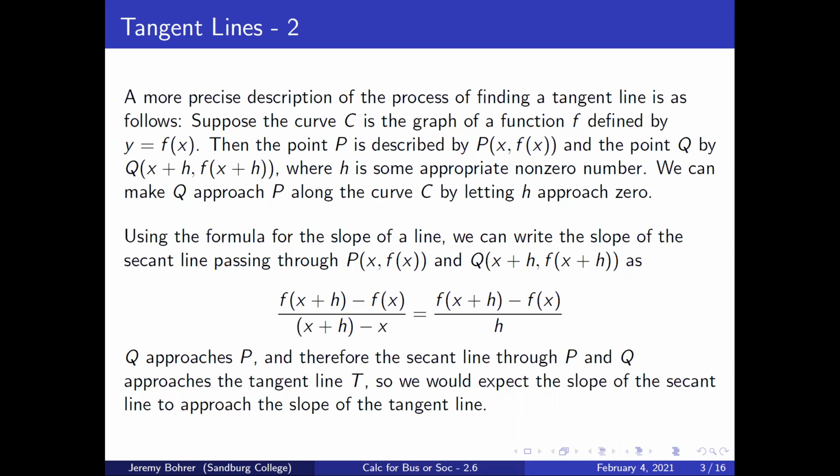Using the formula for the slope of a line, we can write the slope of the secant line passing through P(x, f(x)) and Q(x plus h, f(x plus h)) as f(x plus h) minus f(x) over x plus h minus x, which is equal to f(x plus h) minus f(x) over h. As Q approaches P, the secant line through P and Q approaches the tangent line T. So we would expect the slope of the secant line to approach the slope of the tangent line.